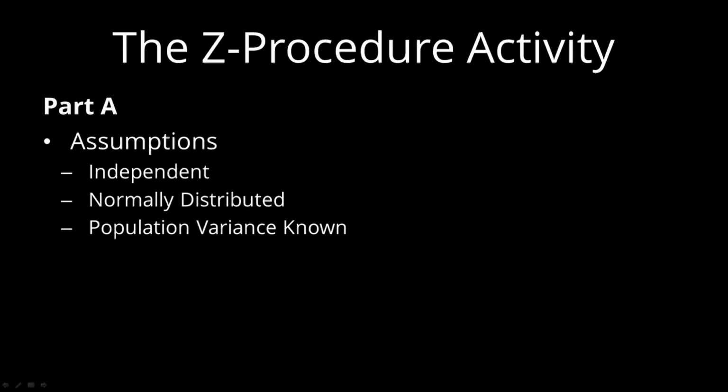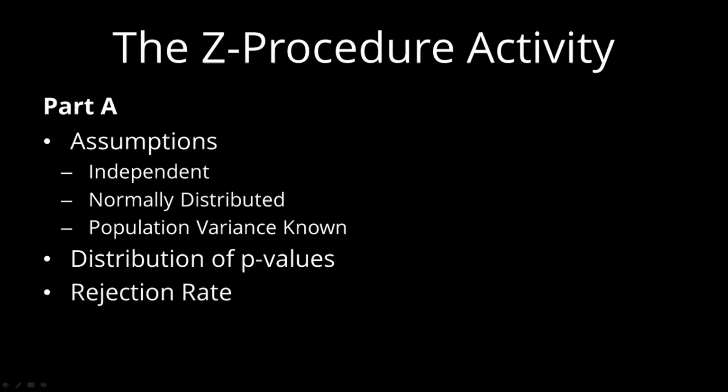Welcome to the second part of the Z procedure activity, Lab 6. In Part A, we looked at the three assumptions of the Z procedures. That's the data are independent, they come from a normally distributed population, and we know the population variance. Under those circumstances, the p-values for the Z-test were uniformly distributed, which is exactly what they need to be if the test is always appropriate.